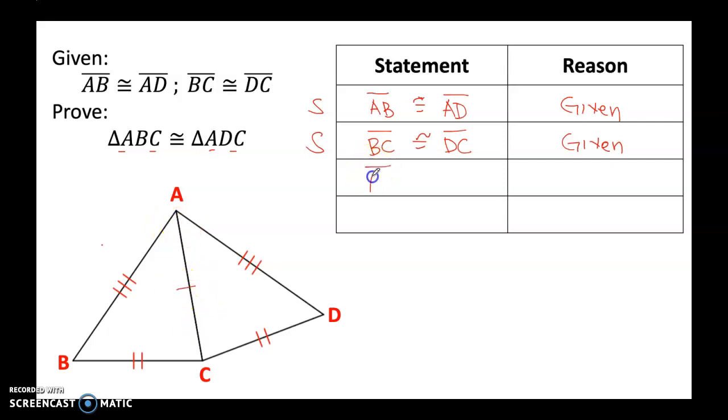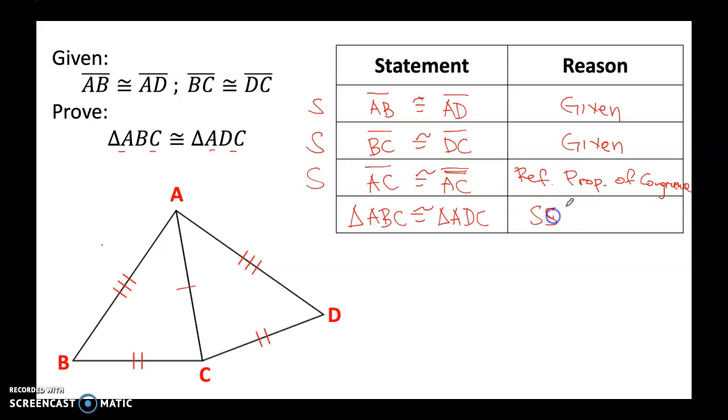So we can say that segment AC is congruent to segment AC by what reason? By the reflexive property of congruence. So we have three parts. We have the side. Therefore, we can say that triangle ABC is congruent to triangle ADC using the SSS postulate.